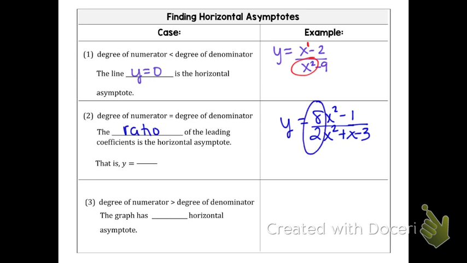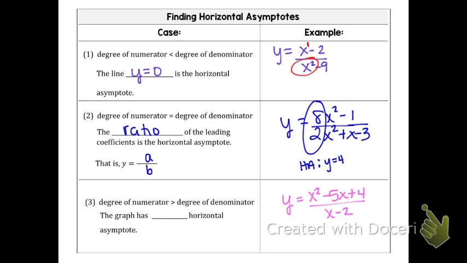It would be the ratio of 8 over 2, which then this one would have a horizontal asymptote at y equals 4. So over here it says that is y equals, and they just put it as a over b. That was just a ratio of two numbers. And then the third case is if the degree of the numerator is greater than the degree of the denominator. So for example, if we have the equation y equals x squared minus 5x plus 4 over x minus 2.